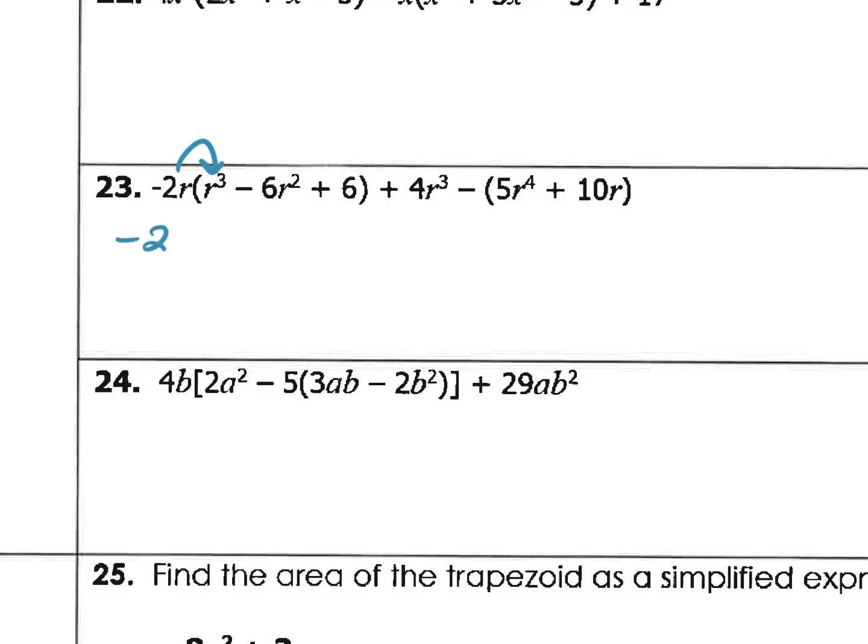Okay, do this one with me. So this is a negative 2r to the 4th. Is this positive or negative? Plus. Minus a negative is plus a positive. So plus 12r cubed. Add those together.